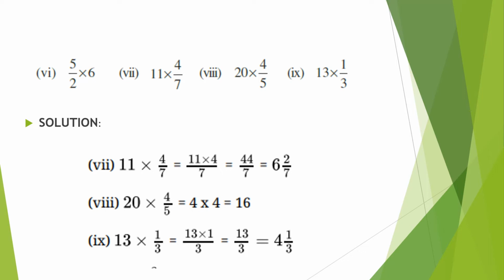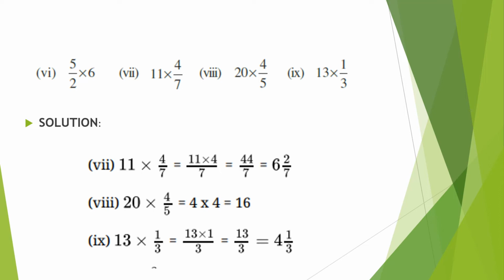Next question, 11 into 4 by 7. Here whole number 11 is multiplied with the numerator 4 of the fraction and divided by 7, the denominator. So we get 11 into 4 whole divided by 7, which is equal to 44 upon 7. This is an improper fraction and it is in the lowest form. So we can convert it into a mixed fraction. So we get the final answer as 6 integer 2 by 7.